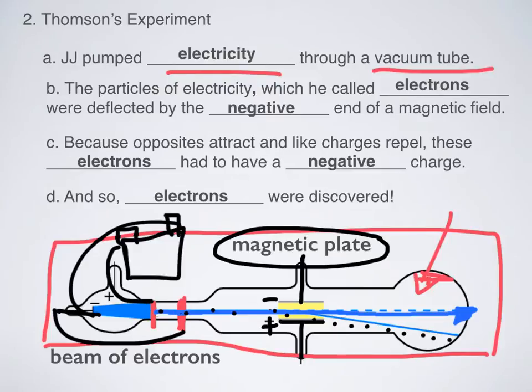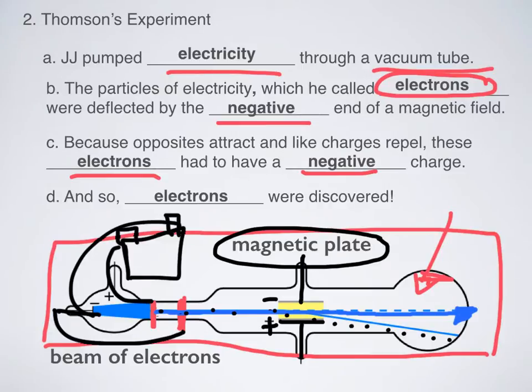And if you put a magnet around this, the electrons will kind of go either towards or away from different parts of the magnet depending on whether it's a north or a south part of the magnet. And so what he figured out was that there must be these tiny negatively charged particles. And so we ended up calling these later on electrons because we discovered this through electricity. And again, remember, it was deflected by the negative end of the magnet. Now, because of the rules of opposites attracting, he knew that these electrons had to be negatively charged.